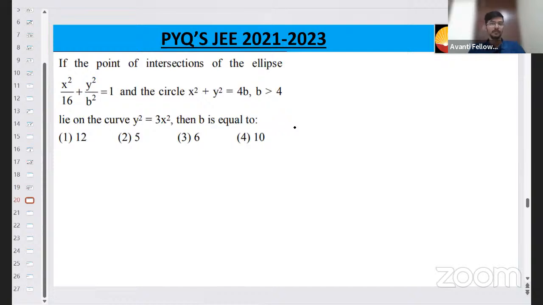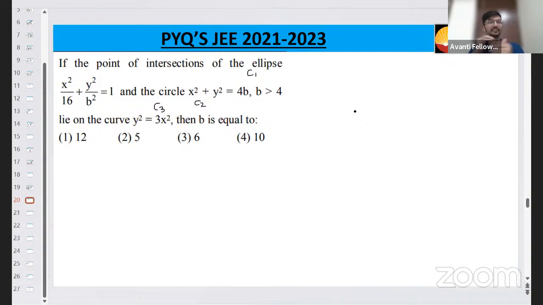This. If the point of intersection of the ellipse and the circle lies on the curve, then b is equal to. Now, let me explain the question to you. What does it mean? The point of intersection of two curves. So let's say this is C1, this is C2, this is C3. Point of intersection of C1 and C2 lies on C3.